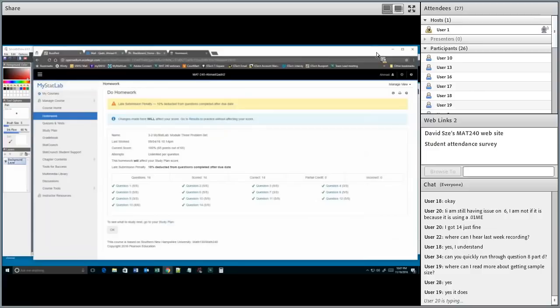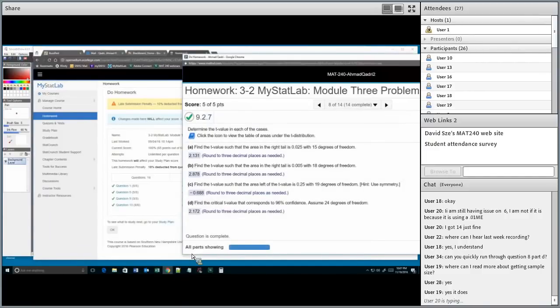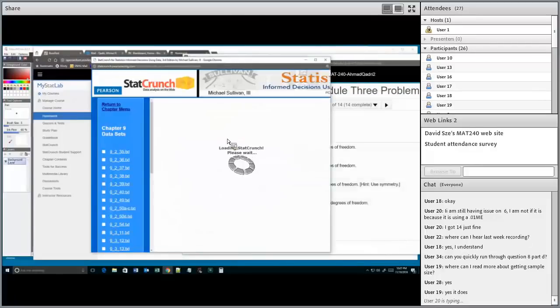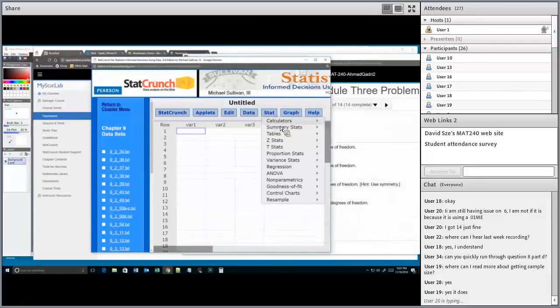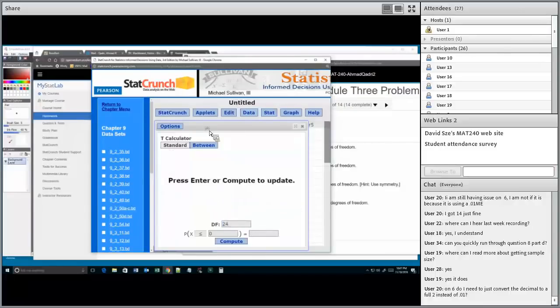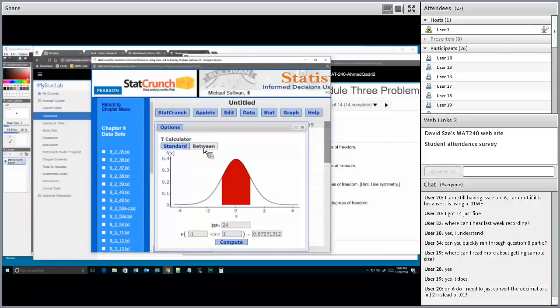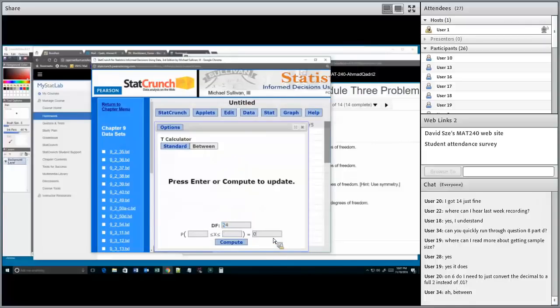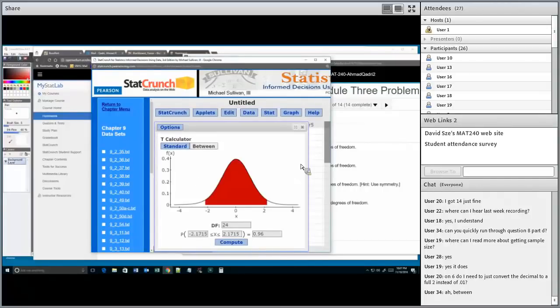So for that, I can just use the T calculator, 24. I'm going to use the between option, 24 and 0.96, and I get 2.17.